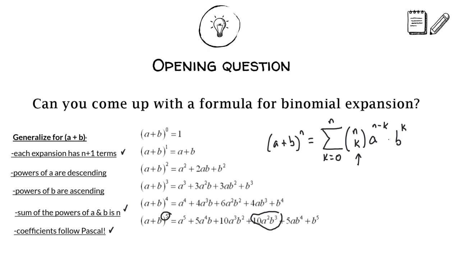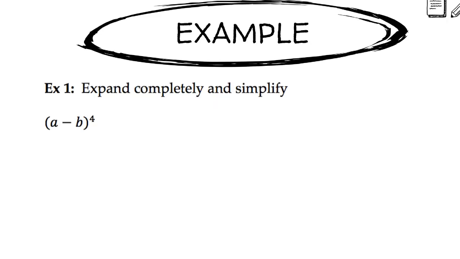Let's see how we can use the binomial theorem to simplify some expressions. If I'm asked to expand and completely simplify a minus b raised to the 4th power, the way I like to do it is think about how similar it is to a plus b to the 4th power. And rather than multiplying a plus b times a plus b times a plus b 4 times, I'll just use what we just learned using binomial expansion.